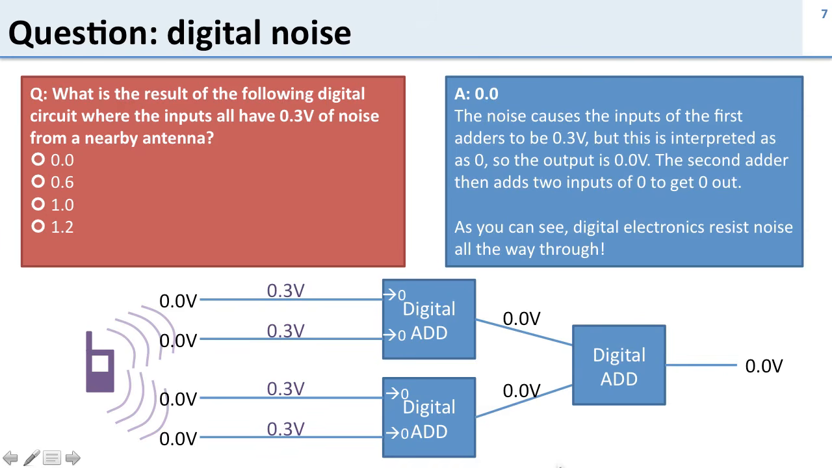So this is why we use ones and zeros in electronics today, because we have this noise resistance property, which means we can build big complicated things without the noise getting all the way through it.